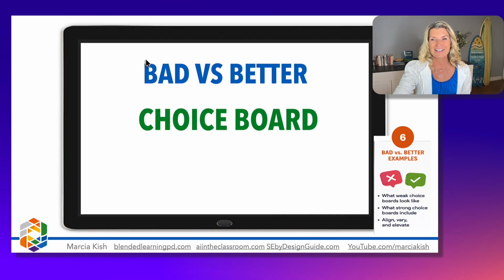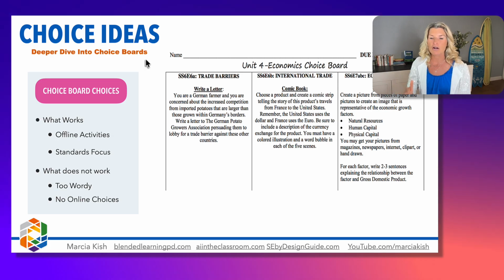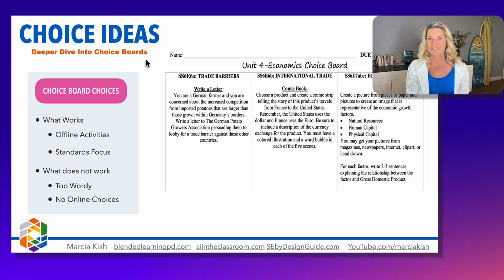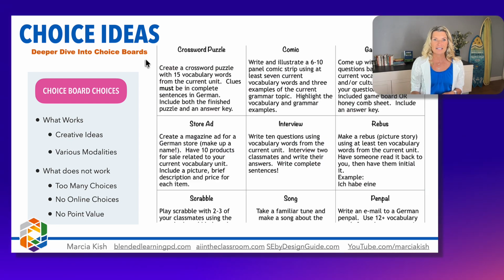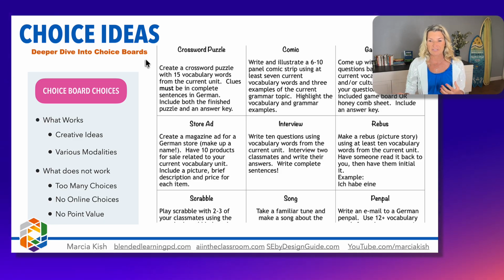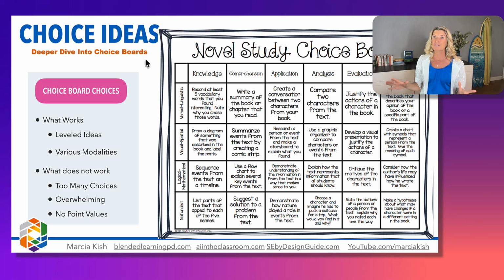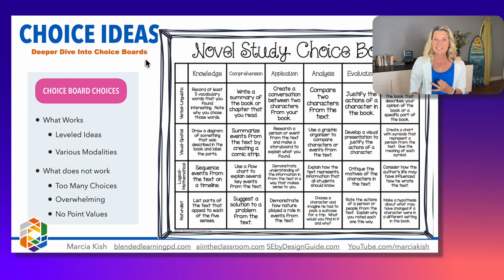What I want to talk about is bad versus good examples of choice boards. And here are some examples. So what I like about it, offline activities, standard focus, but really too wordy and no online choices. The next one, what I like about it, it's creative. It's various learning modalities, but too many choices, no online choices. And of course, I like that point value. Here's another one. Whoa, this could be so overwhelming for students, but wow, it's a great resource for teachers. Has leveled ideas, various learning modalities, too many choices for the students could be overwhelming. But if you really think about it as a teacher, you could pick and choose 2 or 3 to put right inside of that Future Ready studio.